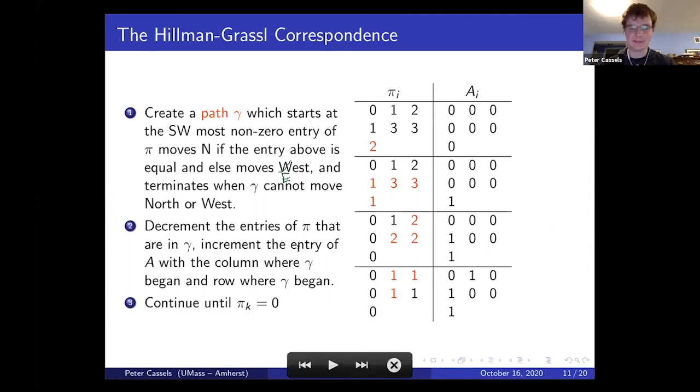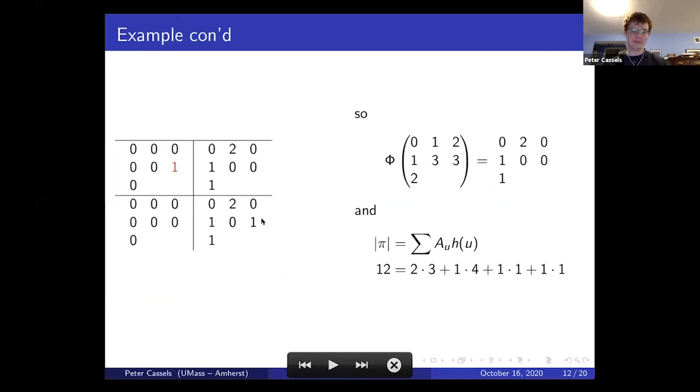Yes, so then we make this path, do the same thing over here, and thank you for the correction. And then we finally end up with this final array, which does in fact satisfy the relationship that we were hoping. Hopefully that adds up to 12, the entries times the hook length.